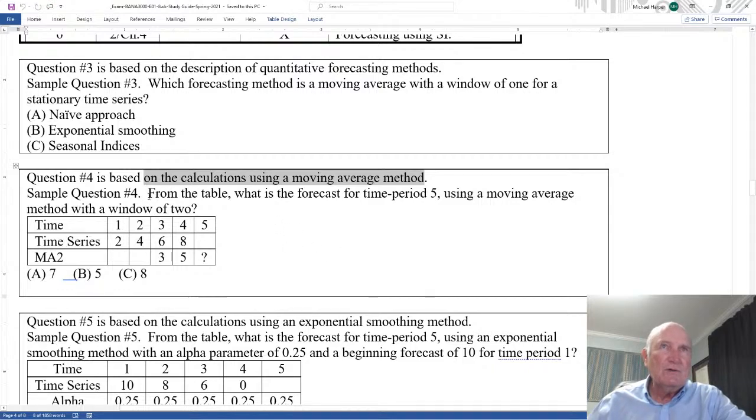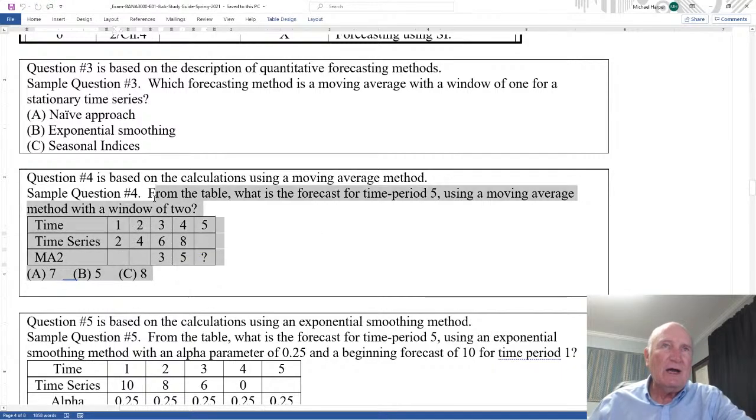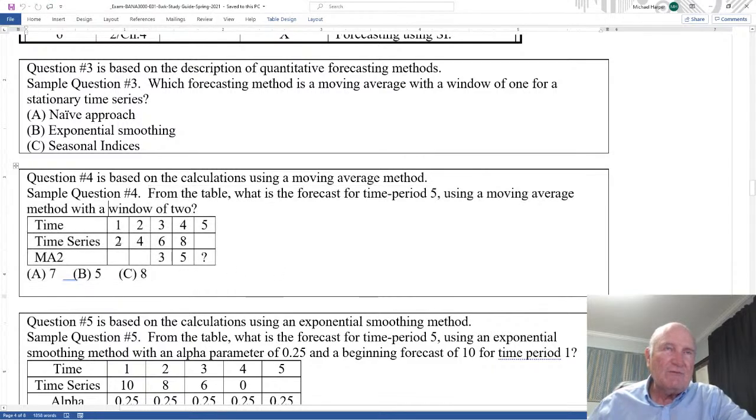Sample question: from the table, what is the forecast for time period 5 using a moving average method with a window of 2? Notice what I did here. Here are times 1 through 5. And by the way, I'll give you the exact same wording, just different numbers. If I'm averaging 2, the average of 2 and 4 is going to be 3. The average of 4 and 6 is going to be 5. And the average of 6 and 8 is going to be 7. It'll be straightforward like this. You can use a calculator, or a lot of this you can just do by observation.